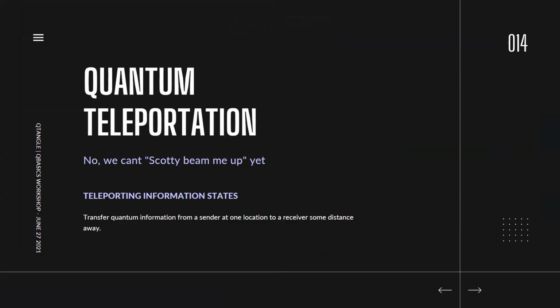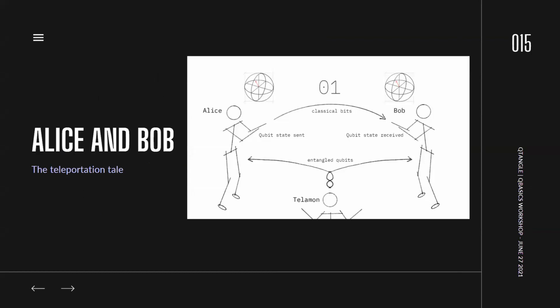So the idea here is you're not really transporting something physical, you're transporting information. You're transporting quantum information states from one place to another at very long distances. Okay, so let me just explain it to you with the storyline of Alice and Bob.